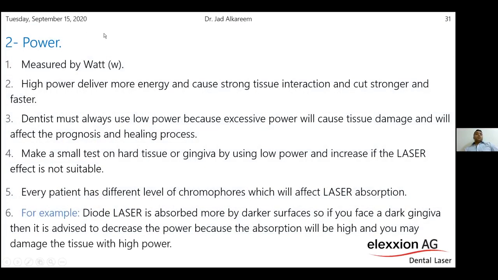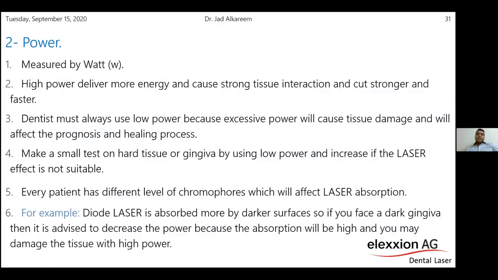Then we will go to point number 2, which is the power. In the last slides, we were only discussing the wavelength. So right now we will discuss point 2, which is the power. The power is measured in watts, and the power is actually responsible for the cutting efficiency of your laser. If you have high power, you will deliver more energy, and the energy will be absorbed by the tissue, and more energy means more cutting.